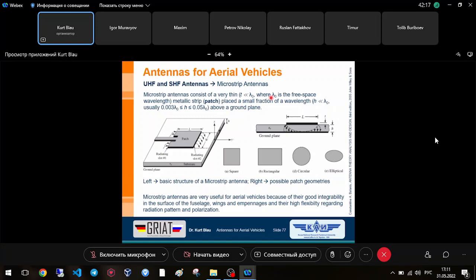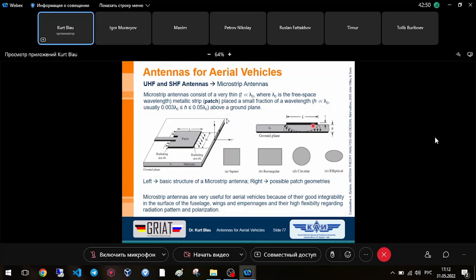And you can see here in which range, now it's given here, this is the metallic, sorry, this is the metallic thickness. And this H here, it's the substrate thickness. And this substrate thickness lays in this region regarding the free space wavelengths. And here we have a cross section of this patch antenna. Again, here the thickness H.